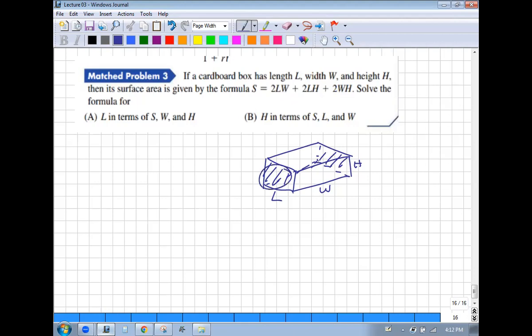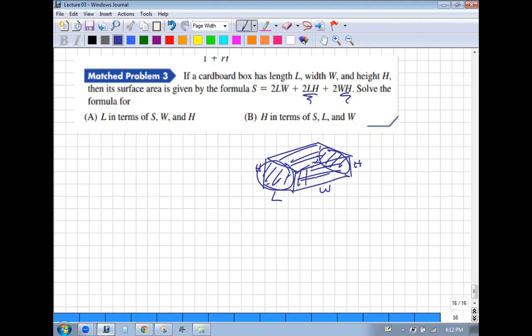So the area of this would be, this is our height, right? This is length times height, length times height. So that's why that shows up twice. Then we got this side and this side. Well, that's width times height, and you have to do it for each side of the box. So you have two width times heights.